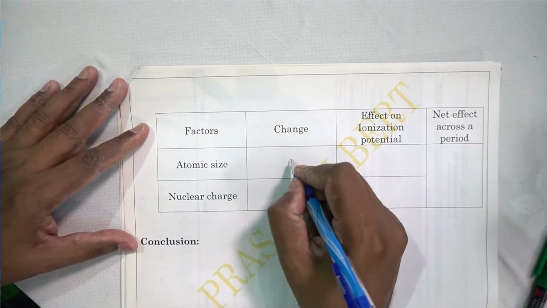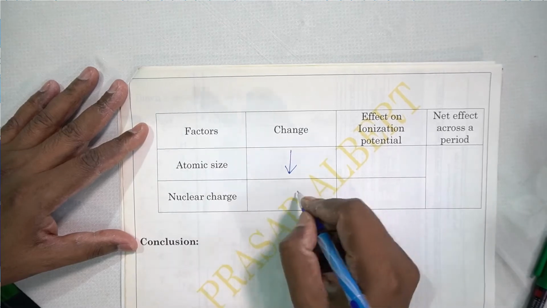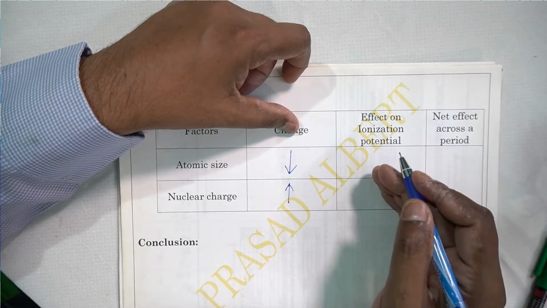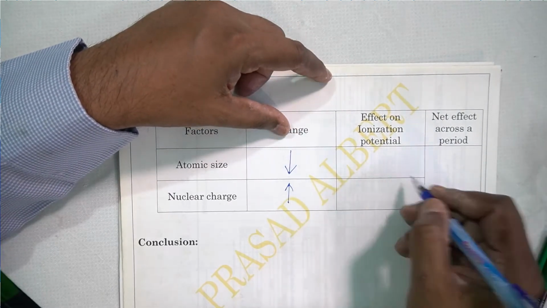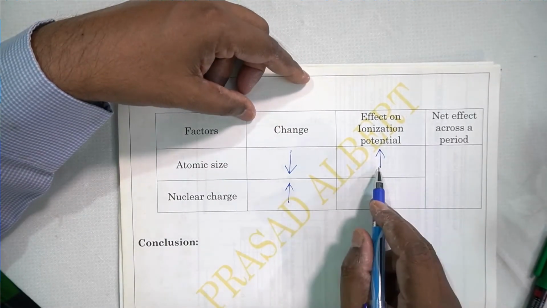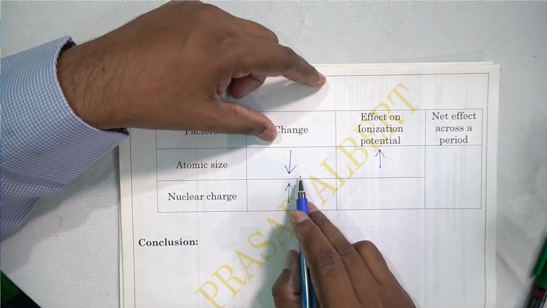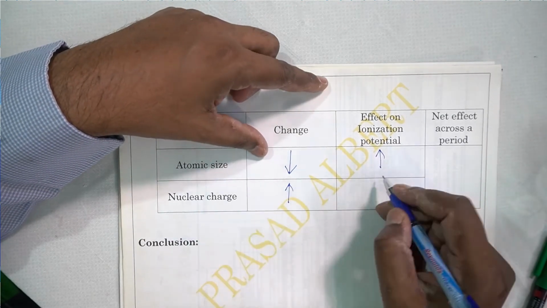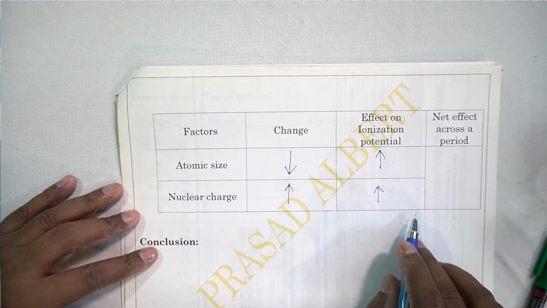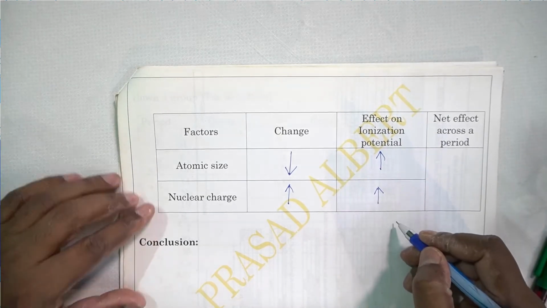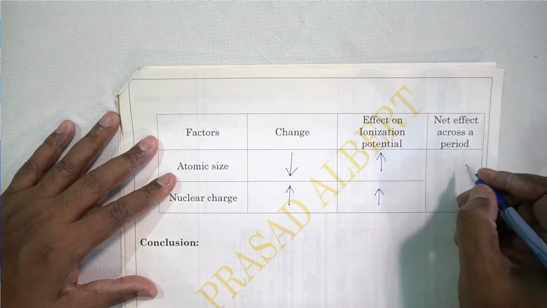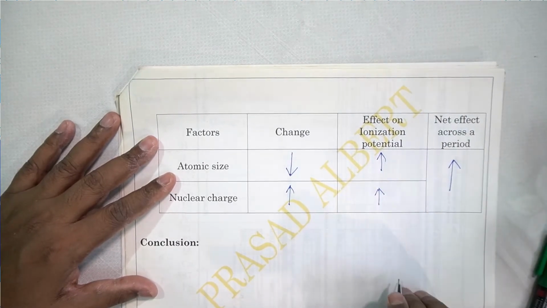The atomic size across is decreasing, nuclear charge is increasing. When atomic size decreases, the outermost electron is close to the nucleus, so the energy required to remove it, that is ionization potential, is more. In other words, the ionization potential increases when atomic size decreases. And nuclear charge increases, so the ionization potential should increase. So the resultant of these two effects, or the net effect, is an increase in the ionization potential.